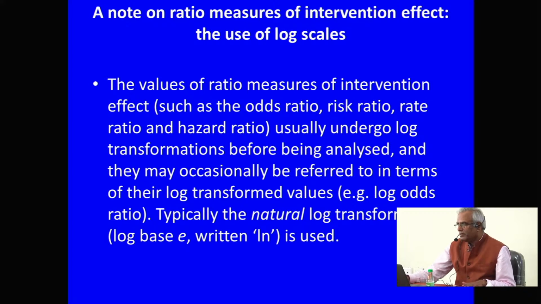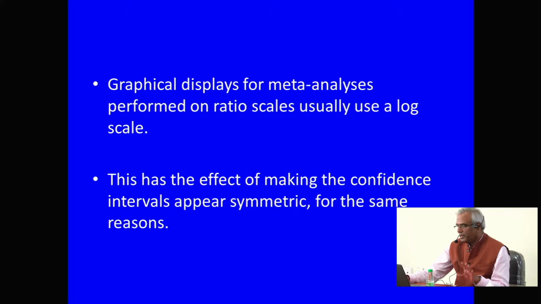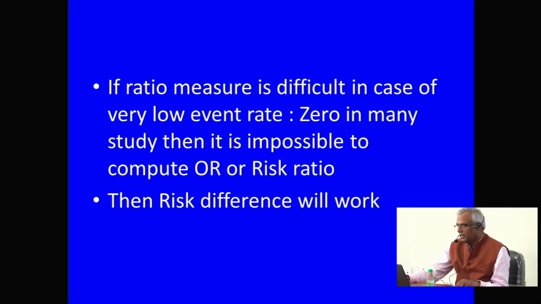As you can see, the values of ratio measures of intervention effect, odds ratio, risk ratio, rate ratio, hazard ratio, usually undergo log transformation before being analyzed. Remember I told you 10, 100, 1,000, 10,000, you do log transformation, it becomes 1, 2, 3, 4. So they also do log transformation, and they may occasionally be referred to in terms of their log transformed value, log odds ratio, log risk ratio, and so on. And the meta-analysis graph represents the ratio scales, sometimes in log scale, sometimes it converts into natural scale.